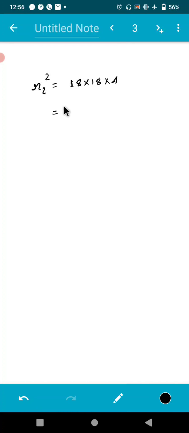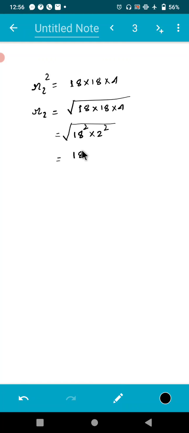Now if we remove the square from r2, then we'll have a square root on the other side, that is the square root of 18 into 18 into 4. Now 18 into 18 we can write as 18 square, and 4 we can write as 2 square. So r2 would be 18 into 2, so r2 is 36. I hope all of you have understood this part. So r2 is 36, that means the radius of the conical heap is 36.